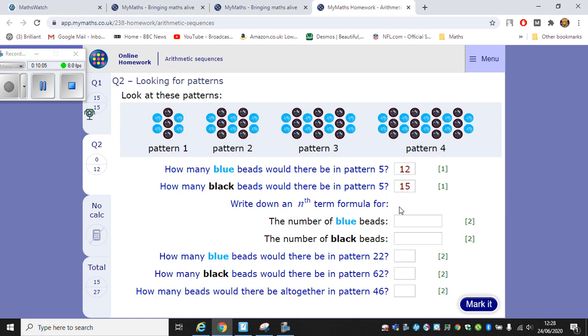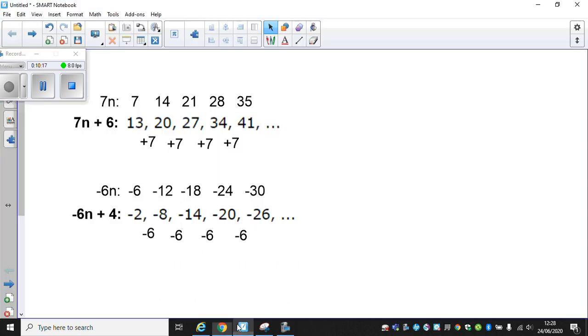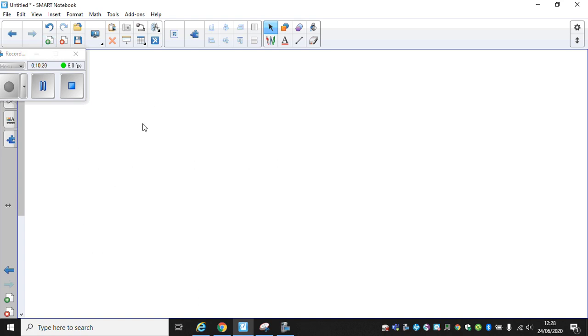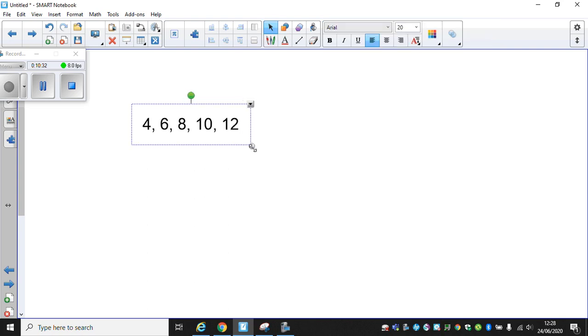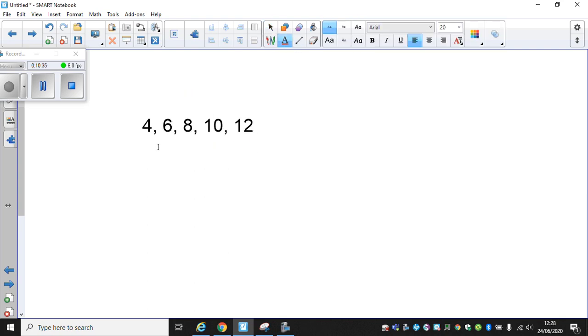Write down an nth term formula for the number of blue beads. Okay, so the number of blue beads starts off with 4, then there's 6, then there's 8, and then there's 10. I'm going to go on to a bit of paper to do some working out. So it started with 4, then 6, then 8, then 10, and then we predicted that after that there would be 12. So this is my sequence for blue beads. Notice how it's going up in 2s each time. So add 2, add 2, add 2, add 2.